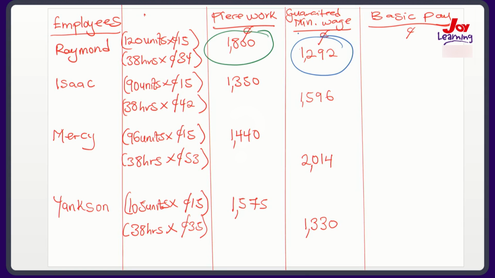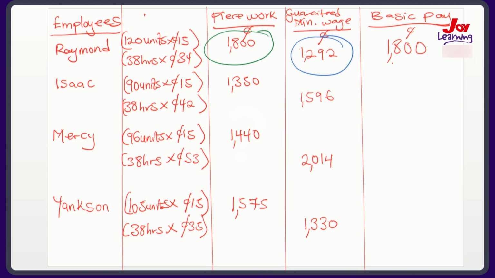The highest amount. If his guaranteed minimum rate was higher than the piecework, we will pay him the guaranteed minimum wage at the end of the second week. But since he produced beyond the minimum wage, we will pay him the 1,800 at the end of the period. That is 1,800. So Raymond's pay at the end of the second week is 1,800.